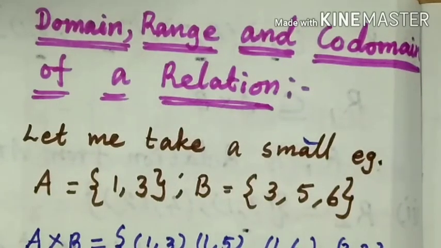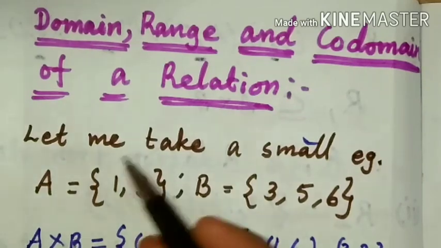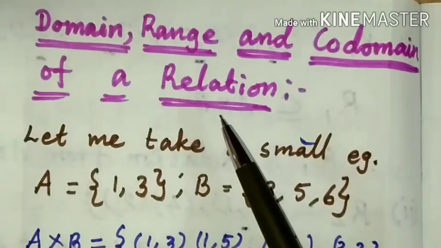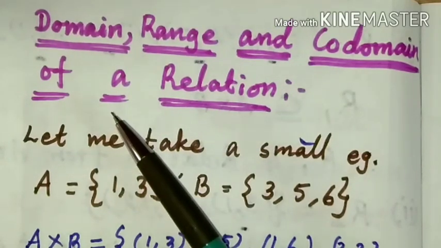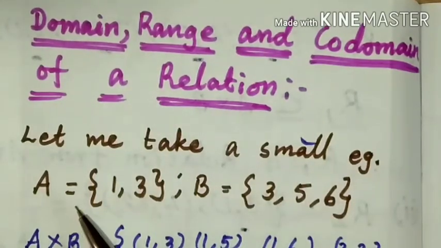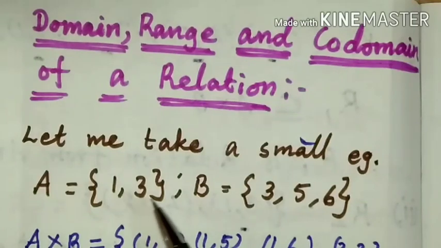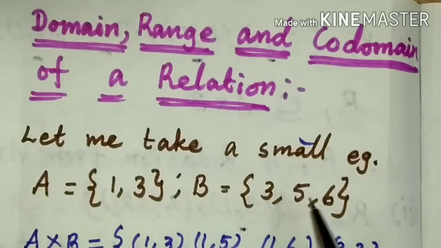Hello everyone. In 10th Maths Chapter 1 Relation and Function, today I will explain how to find domain, range and codomain of a relation. For better understanding, I will explain this definition with an example. Let me take a small example. I will consider two non-empty sets A and B. Let A equal to {1, 3} and let B equal to {3, 5, 6}.